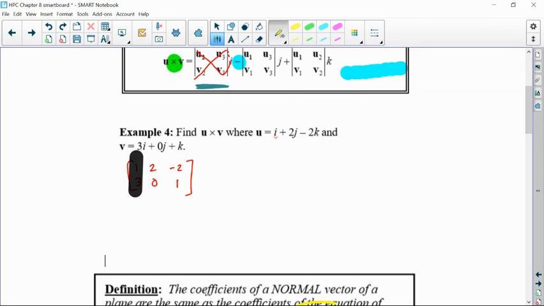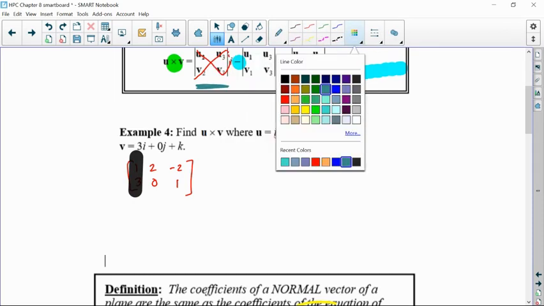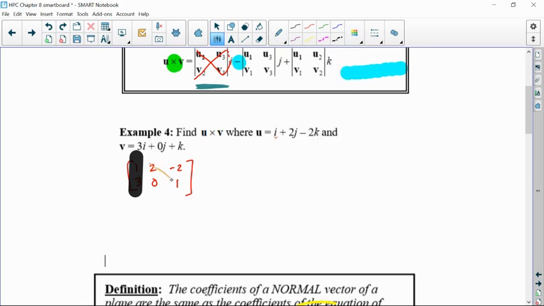Now find the determinant. You have a 2 by 2 matrix. Remember, you can only find determinants of 2 by 2 matrices. So I'm going to go down this. 2 times 1 is 2 minus 0. So I'm going to get 2 minus 0. That's going to be my coefficient of the first matrix. So 2 minus 0, okay, which is 2.